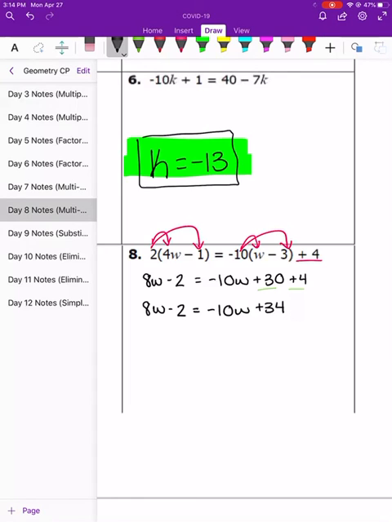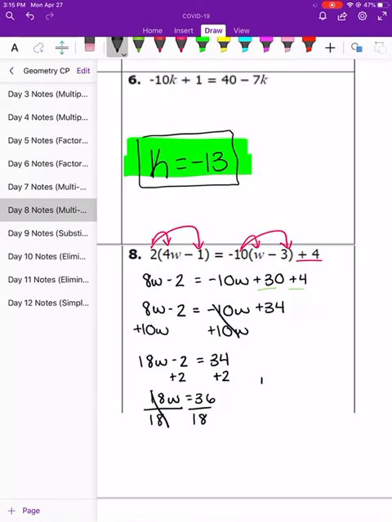I'm going to move my variable to the left, so I'll be working with the negative 10w. So if I move it to the left, I'm going to add 10w to both sides. So this is going to give me 18w minus 2 equals a positive 34. Add 2. So 18w equals 36. And then your last step is going to be to divide. So w equals 2.